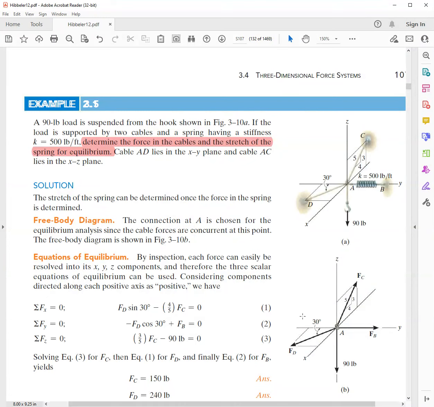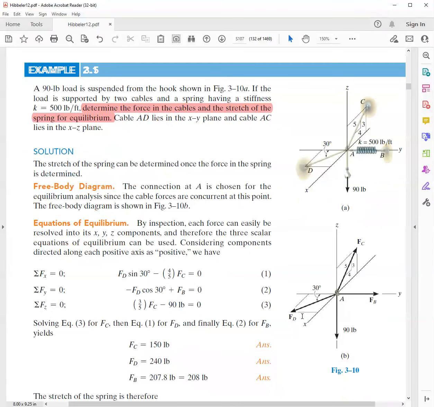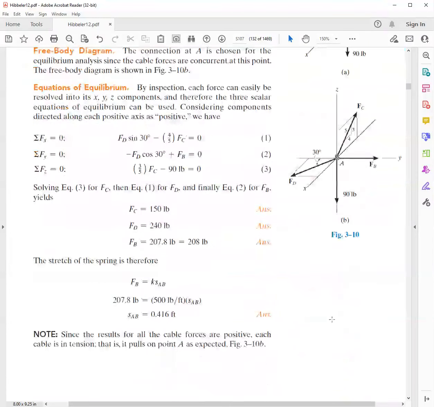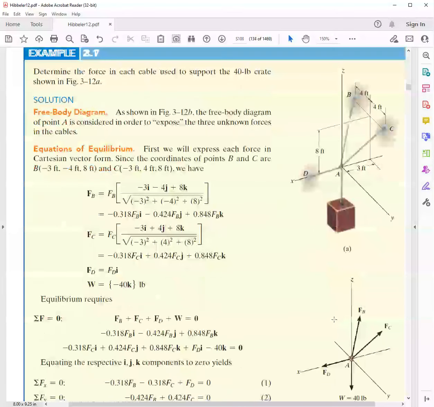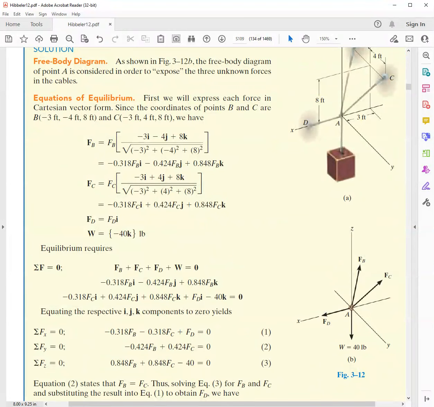Okay, so yeah, and some sample problems, as usual, I encourage you to go over them. And I guess this is it for this chapter.